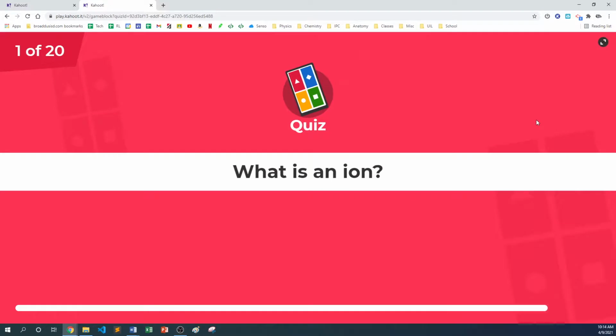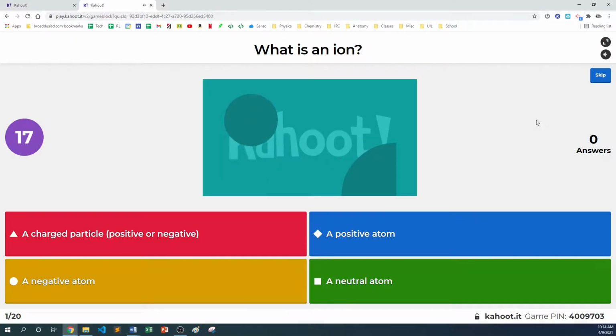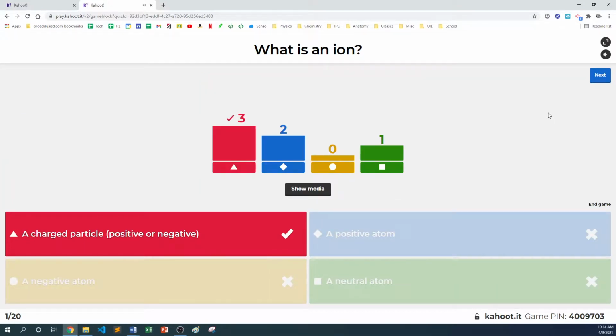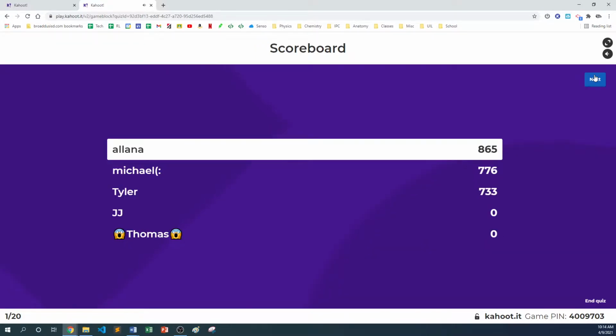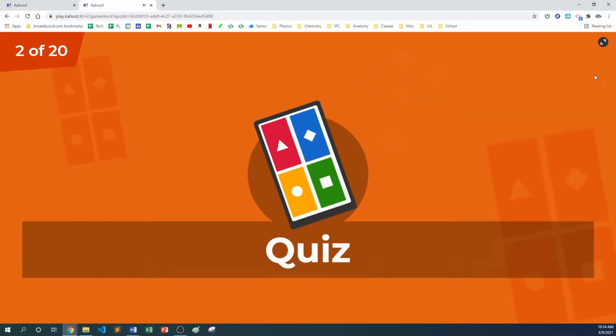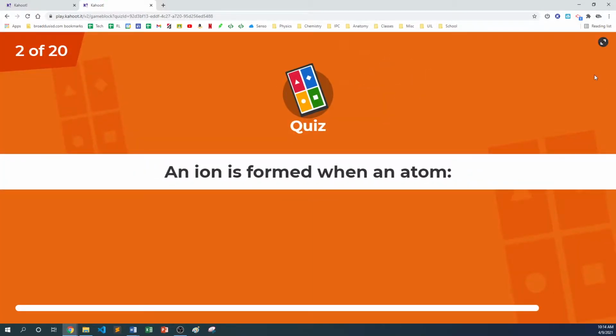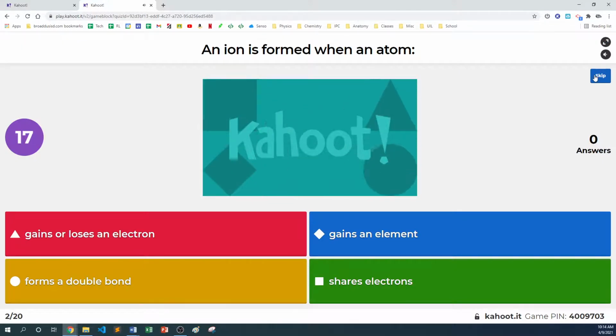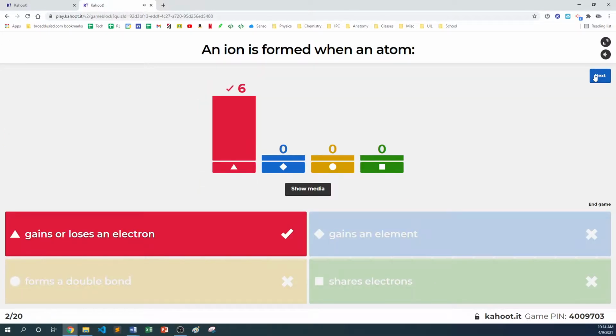What is an ion? It's a charged particle, whether it's positive or negative. Again, choose the best answer. An ion is formed when an atom does what? Gains or loses electrons.